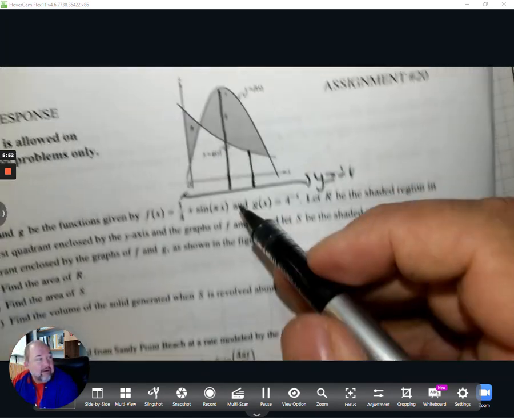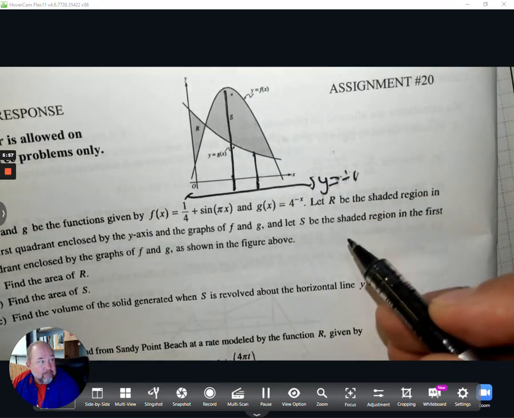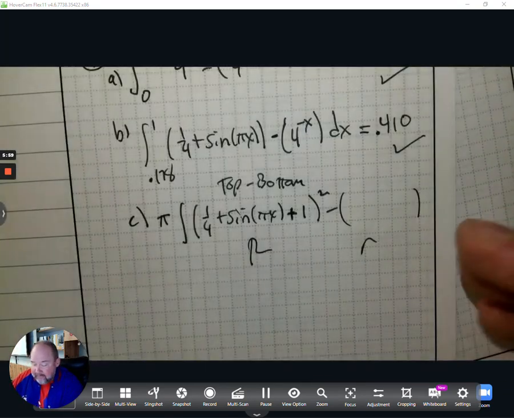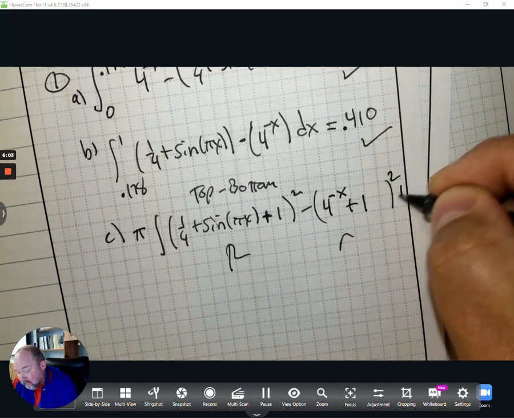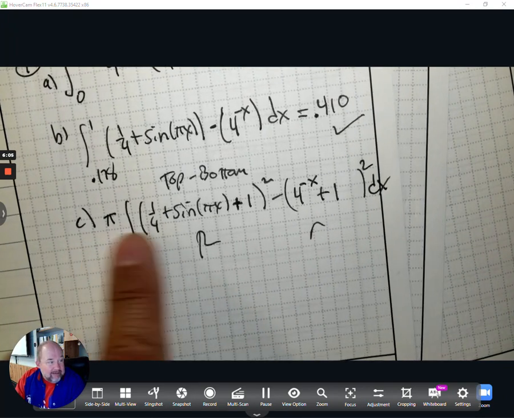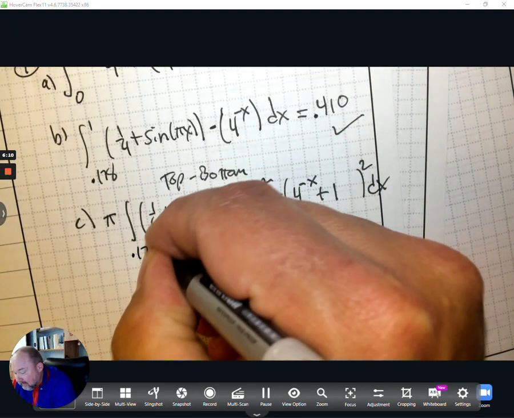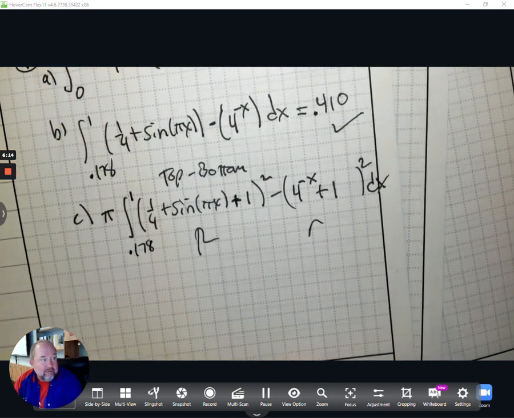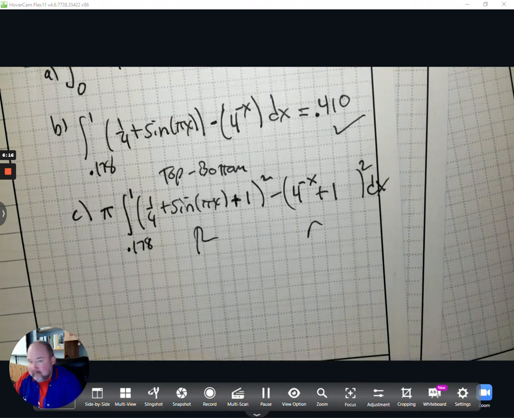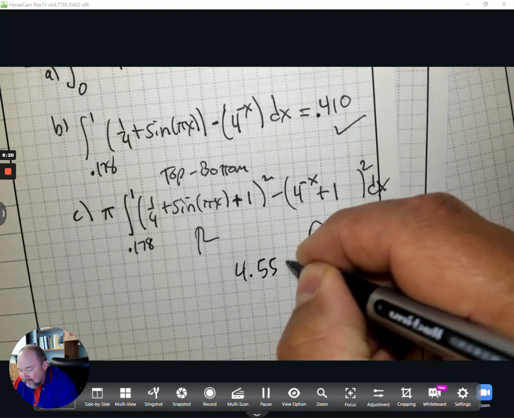Tell me here for the little radius, now what's on top compared to the bottom? So 4 to the negative x, subtract negative 1, which again is adding, and this is what you put in. Oh, and the bounds go from 0.178 to 1. It's like part B, it's the same area region. This is what you type in. And if you type that in, it would be 4.558.